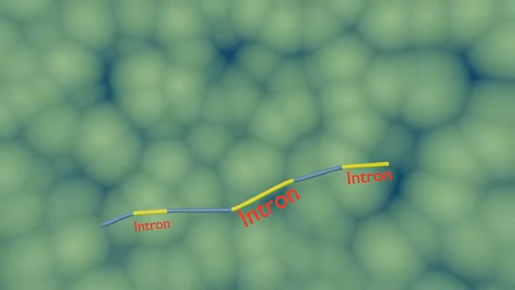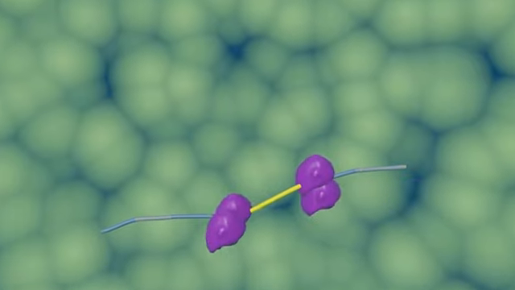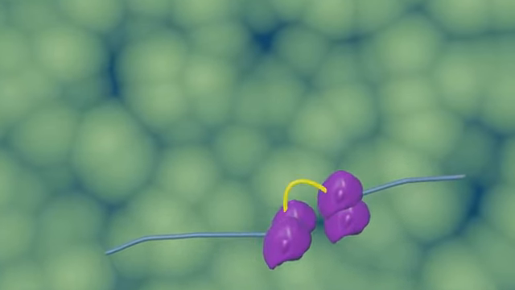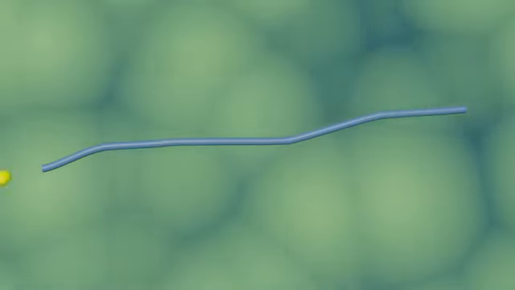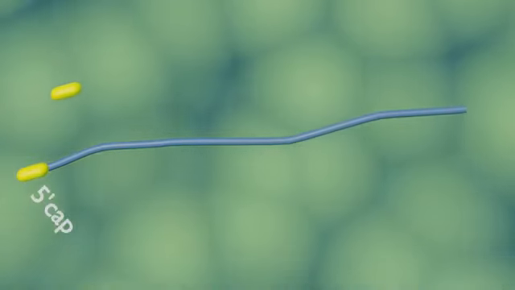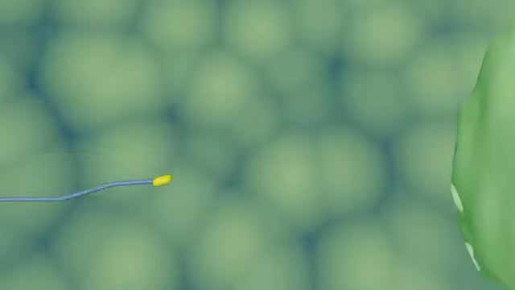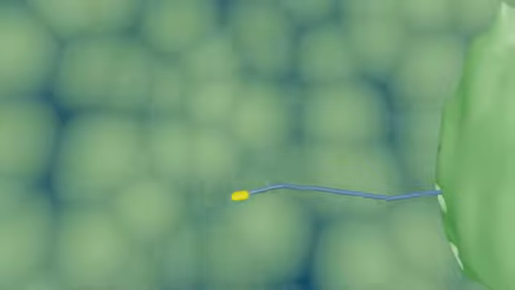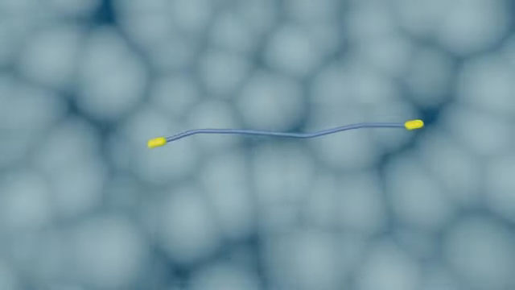Non-coding regions, the introns, should be removed. This process is known as splicing. It occurs by an RNA-protein complex known as the spliceosome, which removes the intron segments and joins the adjacent exons. A 5' cap is added to the beginning of the RNA transcript, and a 3' poly A tail is added to the end. Mature messenger RNA can leave the nucleus through a nuclear pore and enter the cytoplasm to begin translation.